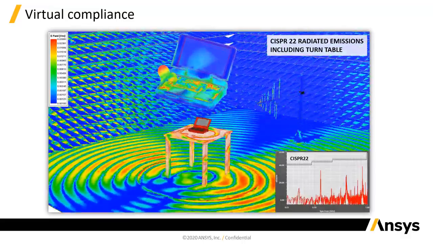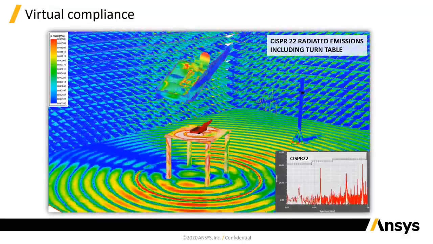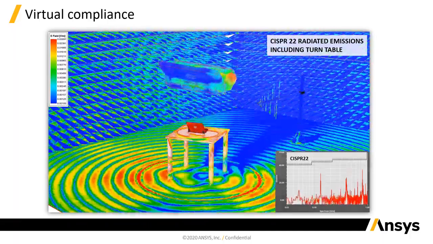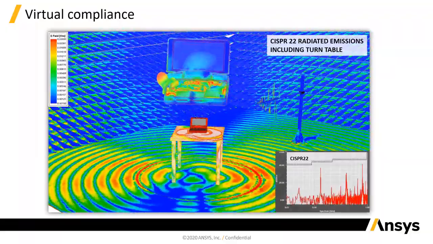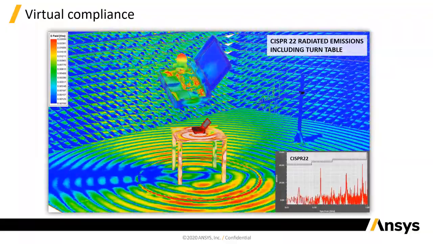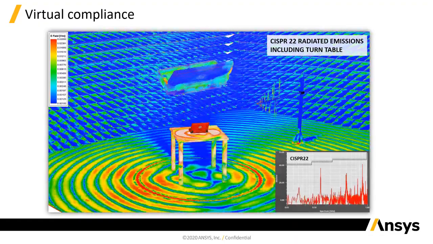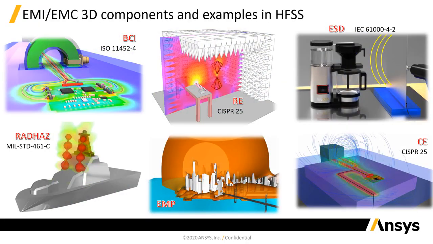But if you want to follow the standards and get some really close results compared to what you're doing in the lab, then we do provide those 3D components for specific standards here in HFSS. For example, we have bulk current injection, not only the test bench model, but we also have some BCI probes as an example, as 3D components. We have radiated emissions according to CISPR 25, just as well as conducted emissions test bench models. We have electrostatic discharge models.